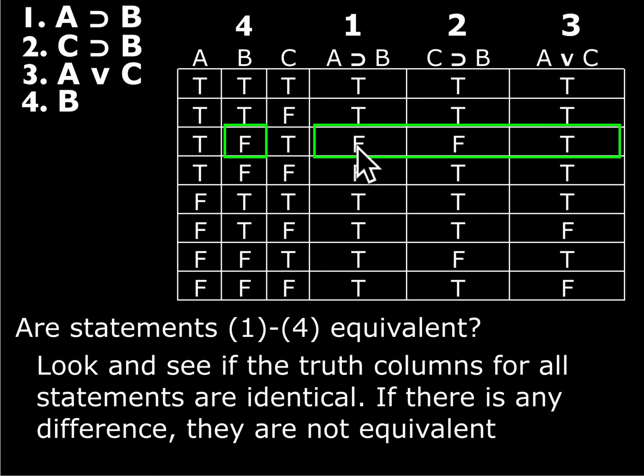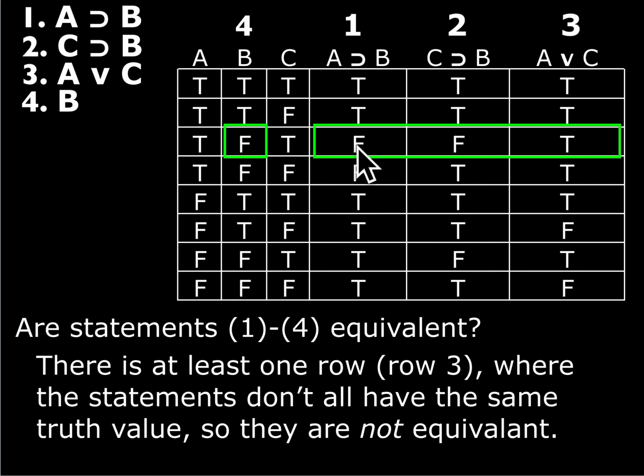So we looked, and there is at least one row, row 3, where the statements don't all have the same truth value. So they're not equivalent. Those truth columns are not all identical.